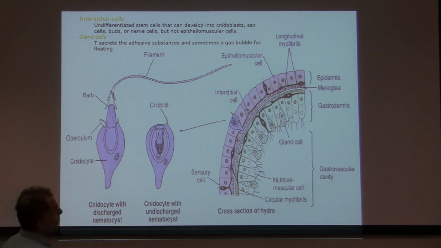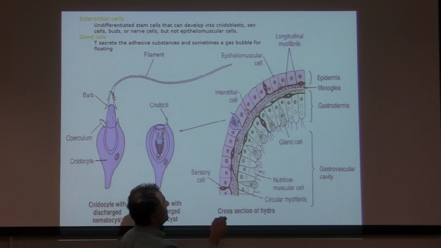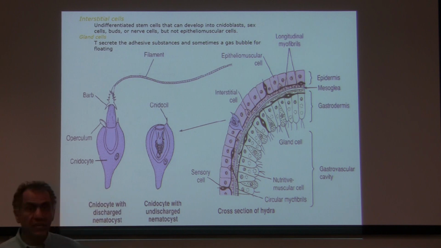Interstitial cells would be the same as stem cells, if you would. They differentiate to other cells in the animal. So that's called interstitial cells right here. Epidermis, mesoglea, gastrodermis, and gastrovascular cavity, and cnidocytes on discharge, and so on and so forth. Okay, interstitial cells, I said it on the top.